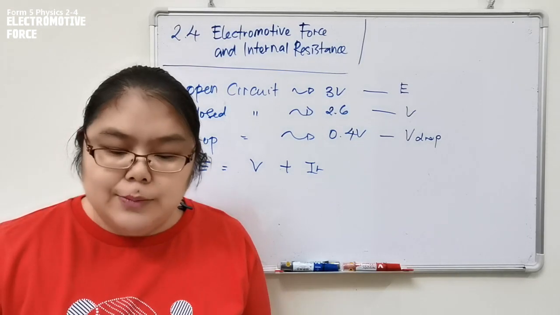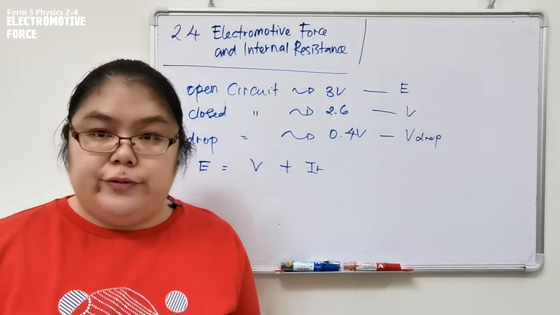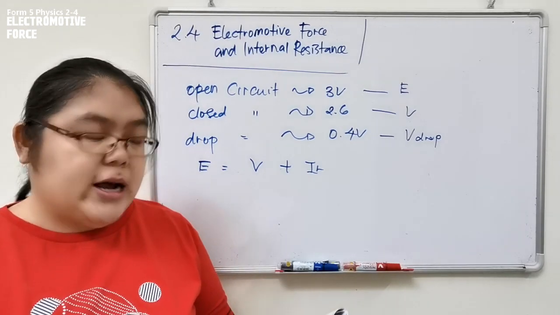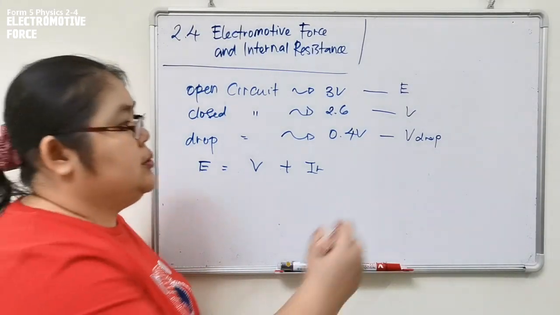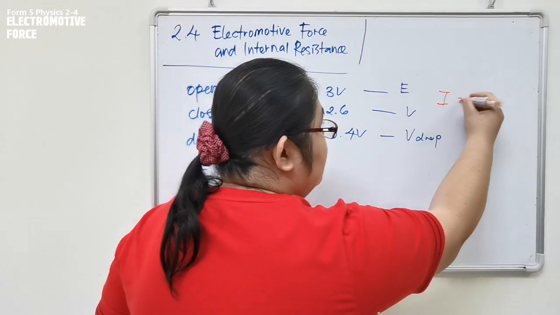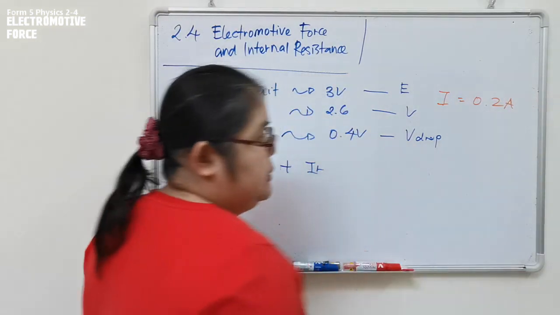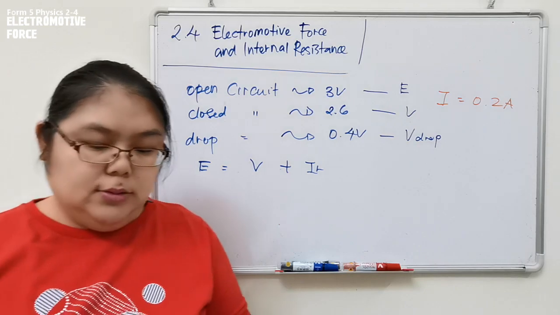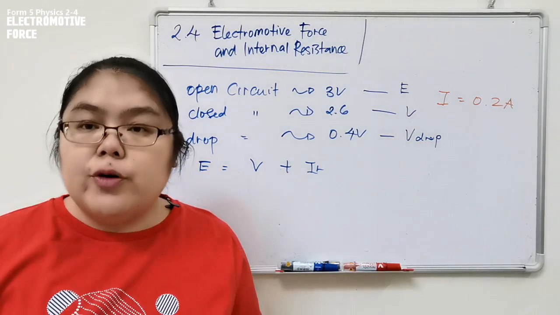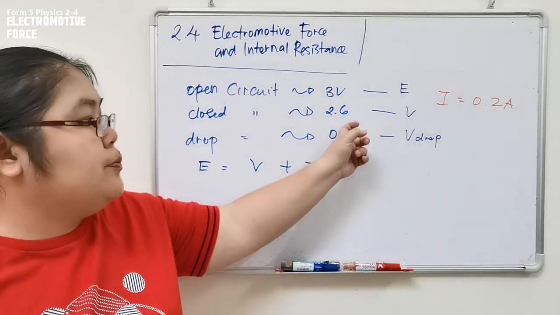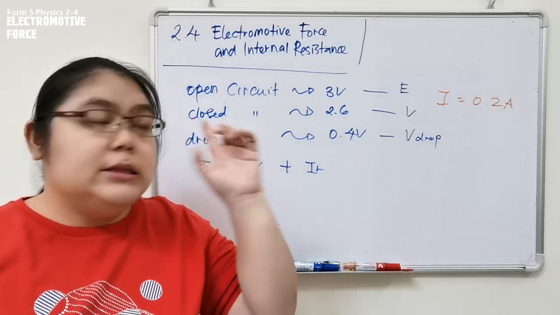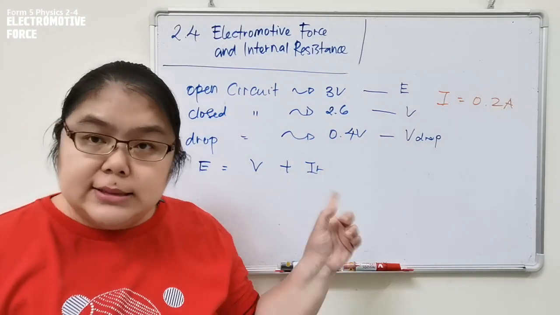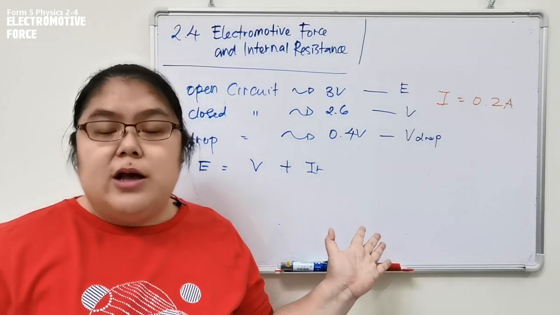The second one, when I close the switch, I find the bulb lights up. The bulb can light up because there is current flowing through. Now the current is 0.2 ampere. Then the voltmeter reading becomes 2.6. What is this 2.6? It is a potential difference.